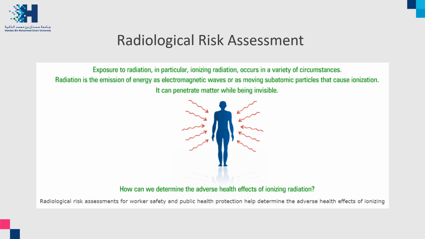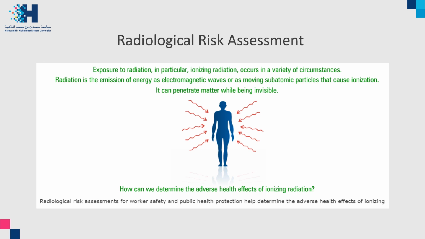The assessment typically involves the following steps. Identification of sources of radiation. The first step in radiological risk assessment is to identify the sources of ionizing radiation that could cause exposure. Estimation of radiation dose. The next step is to estimate the radiation dose that could be received by individuals or the environment from the identified sources. This is typically done using mathematical models or direct measurement.